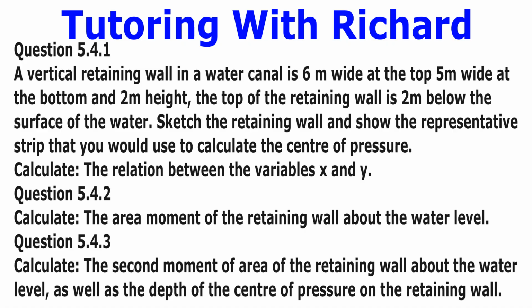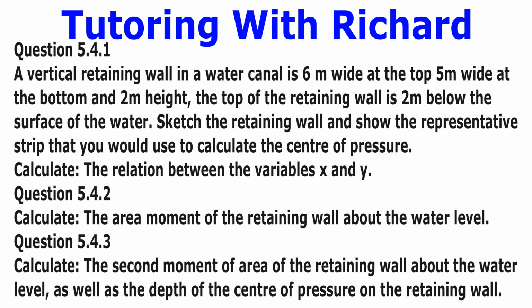Our question states, a vertical retaining wall in a water canal is 6 meters wide at the top, 5 meters wide at the bottom and 2 meters high. The top of the retaining wall is 2 meters below the water surface. Sketch the retaining wall and show the representative strip you will use to calculate the depth of the center of pressure.